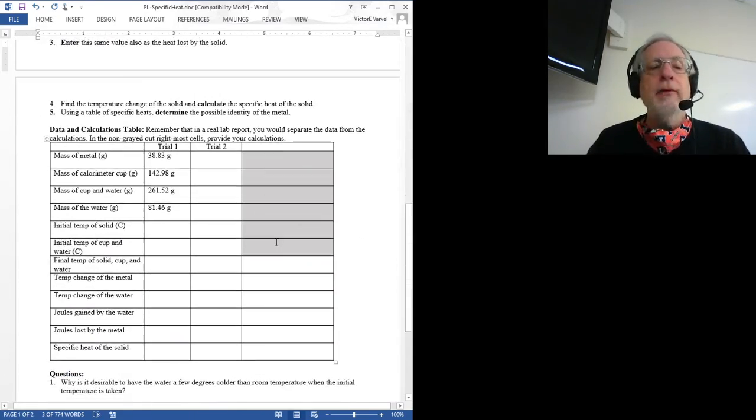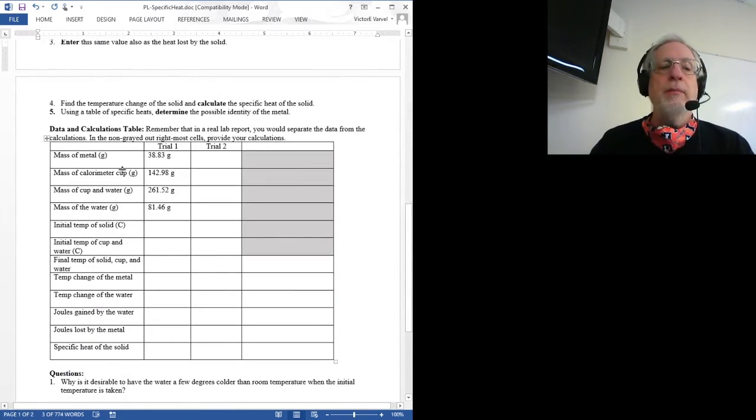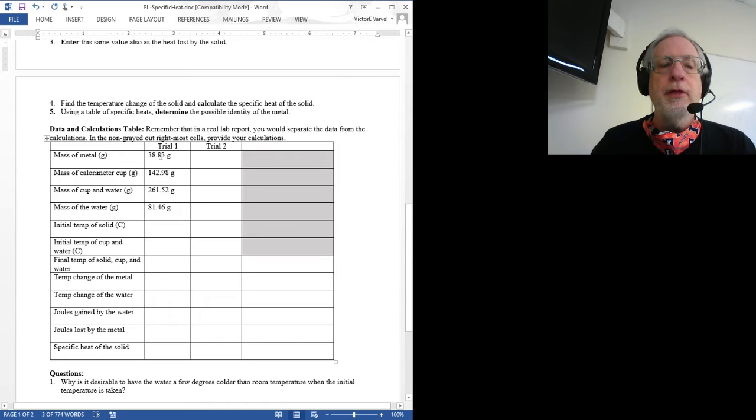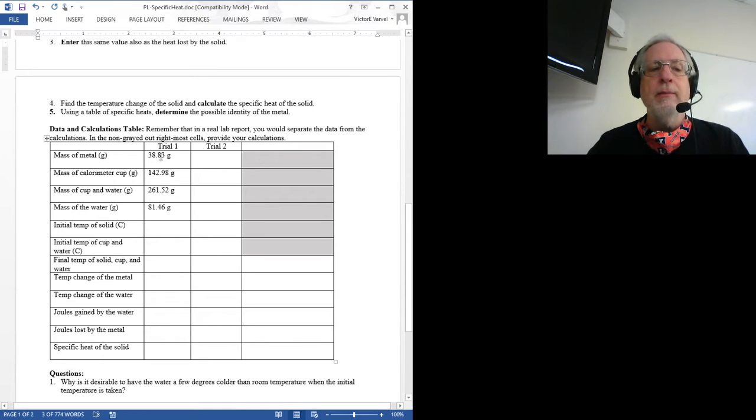Now, right off the bat, I've already done some measurements. We have a piece of metal, and you'll see it in the images in the videos about how big that metal is. It's about 38.83 grams. The calorimeter cup is 142.98 grams, to which I added water, and it then weighed 261.52 grams, meaning that the mass of the water, which is just the difference between those two, was 81.46 grams.